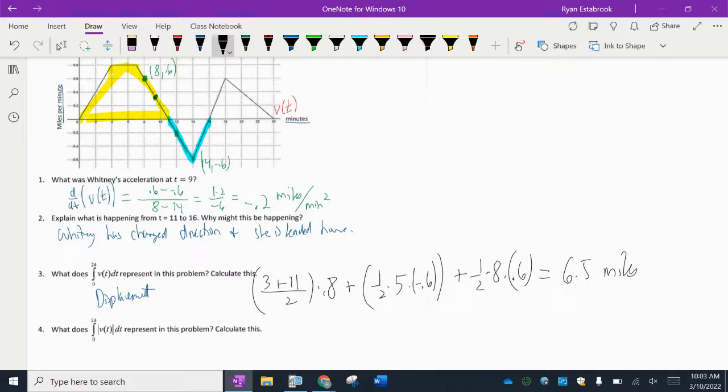And again, this is her displacement or change in position. So from where she started to where she ended, she is 6.5 miles different, closer to her friend Ann's house. Hopefully she made it there.